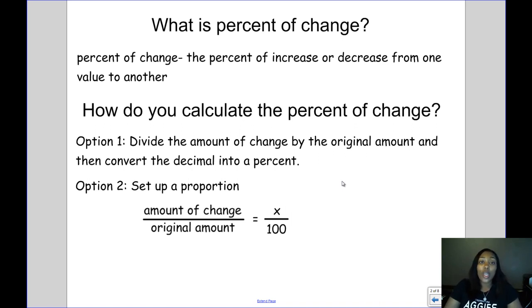And there are two ways that you can calculate percent of change. The first option is that you can divide the amount of change, so the amount something changed, by the original amount and then convert that answer to a decimal. Convert that decimal into a percent. The second option is you can set up a proportion where you have the amount of change, so the amount something changed over the original amount, and it would be equal to a percent ratio. And because we're trying to calculate percent this time, we would have x over 100.